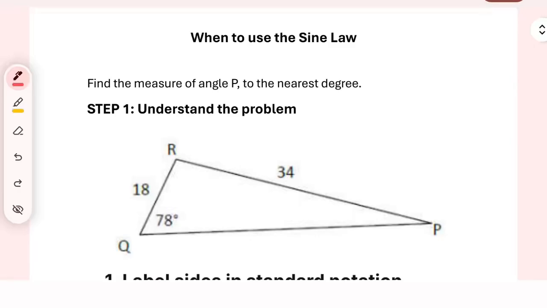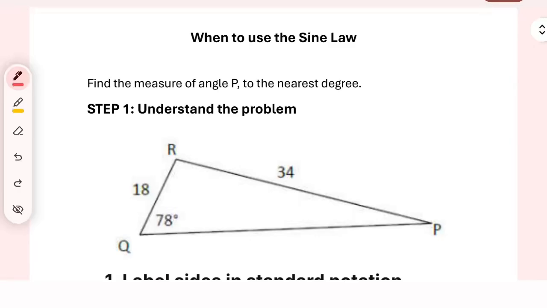Remember, the sine law and the cosine law can only be used if the triangle involved is not a right triangle. If it is a right triangle, or one of the angles is 90 degrees, use SOHCAHTOA. Sine is opposite over hypotenuse, cosine is adjacent over hypotenuse, and tangent is opposite over adjacent.